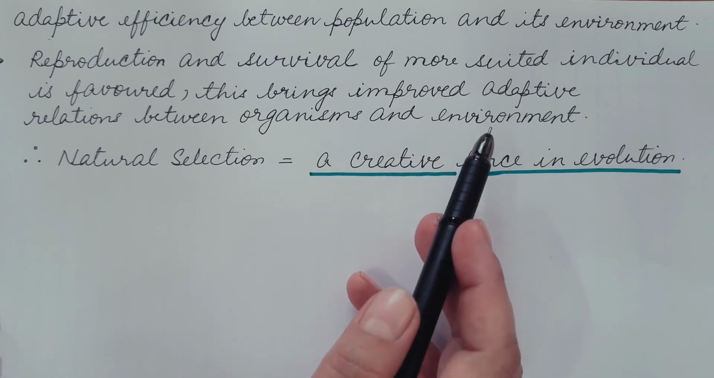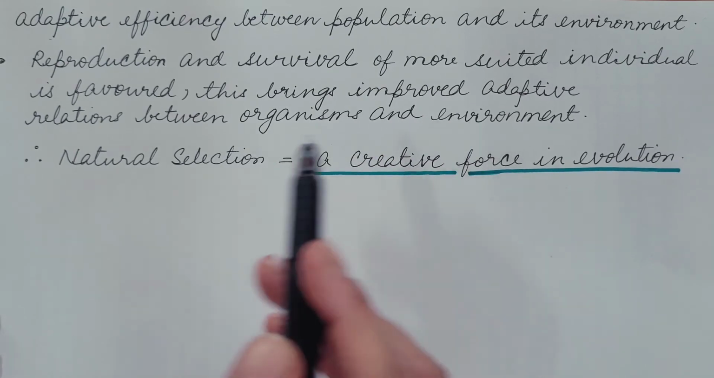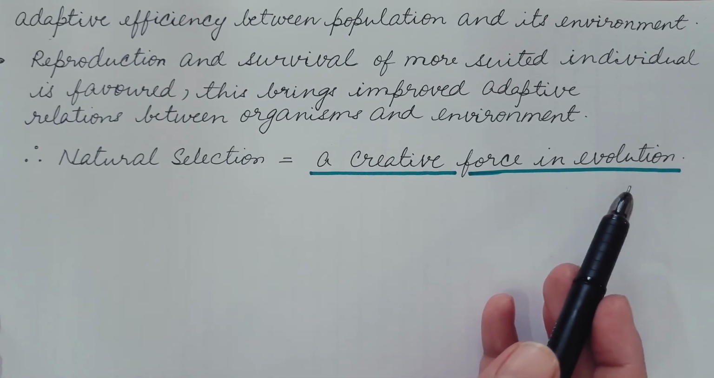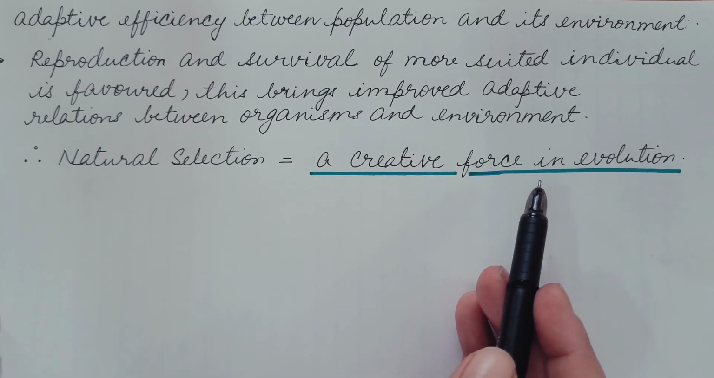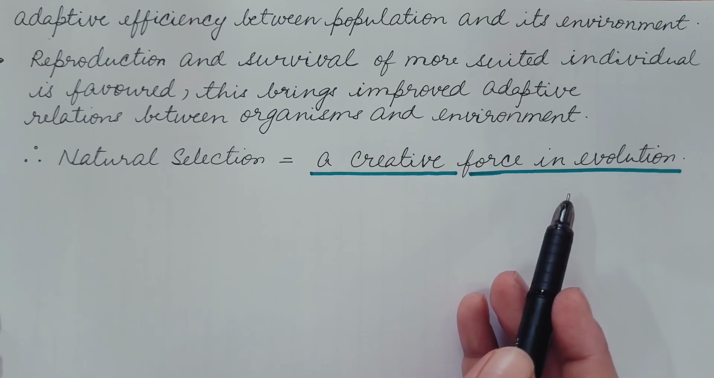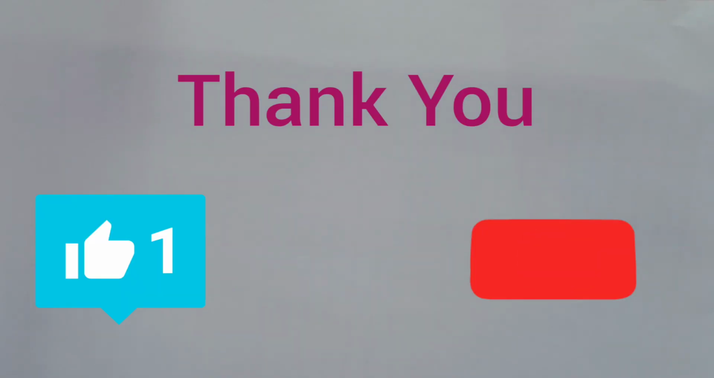So we can say natural selection results in evolution, or in other words, natural selection is a creative force in evolution and it favors only those gene combinations which make an organism better adapted or better suited to the environment. So this is all for today's video.